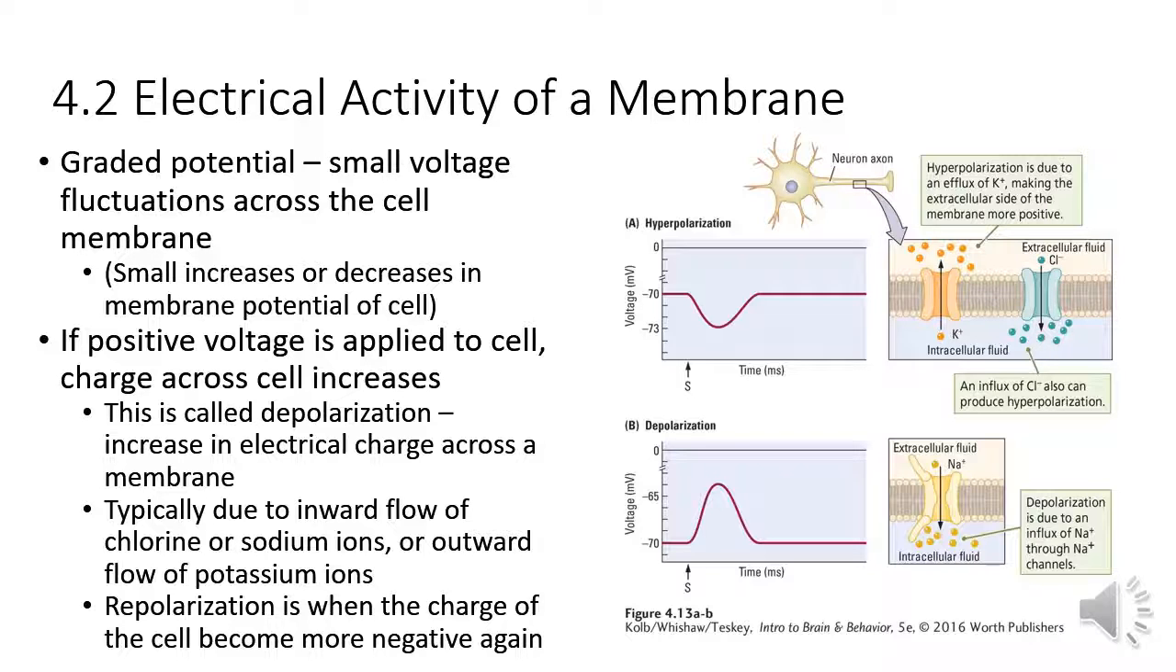A graded potential is a small voltage fluctuation across the cell membrane. So, small increases and decreases in the membrane potential of a cell compared to resting potential. If positive voltage is applied to a cell, the charge across the cell increases, it becomes less negative, and this is called depolarization, an increase in the electrical charge across the membrane. This is typically due to the inward flow of sodium ions or the outward flow of potassium ions. In contrast, repolarization is when the charge of the cell becomes more negative again.